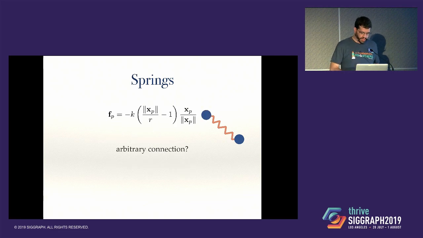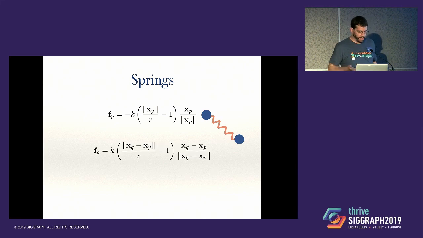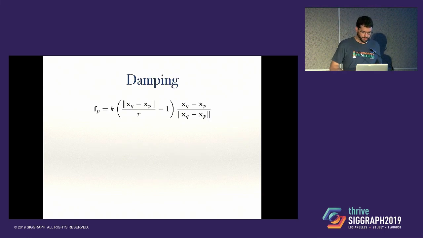What if we want an arbitrary connection point rather than connecting to 0? Well, to do that, we introduce another particle, xq, and now the length of our spring is going to be xq minus xp, and the direction that we want to move is towards xq. We get a formula for force that looks like this, and then fq is equal to minus fp because we have equal and opposite forces.